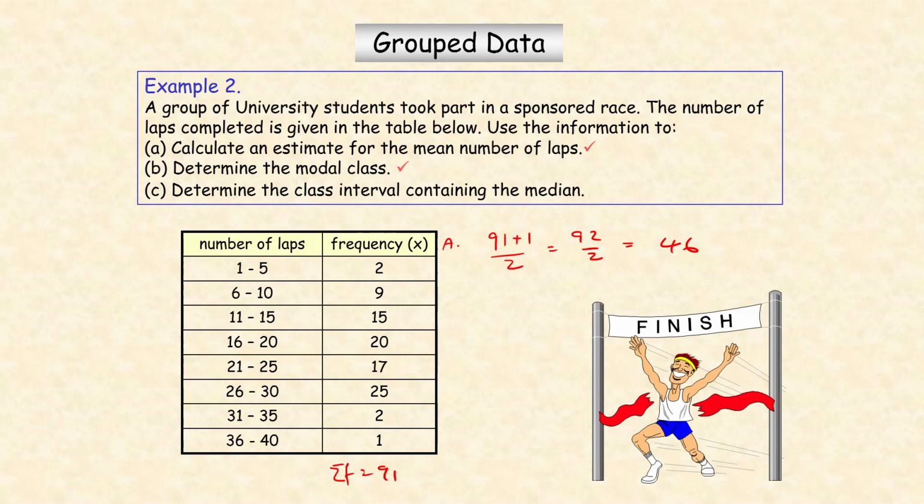So I add cumulatively, that's what they call it. So that's going to be 2. 2 plus 9 gives me 11. Then 11 plus 15 gives me 26. I'm not up to 46 yet. 26 plus 20 though, that gives me 46. So that means my 46th term is going to lie in here. So I get to 46 there. So the median is 16 to 20 laps. So hit pause, make some notes, and when you're ready, you can do some questions for me.